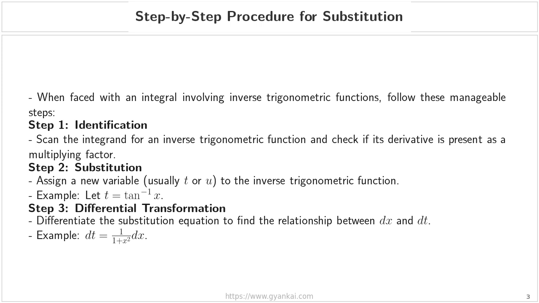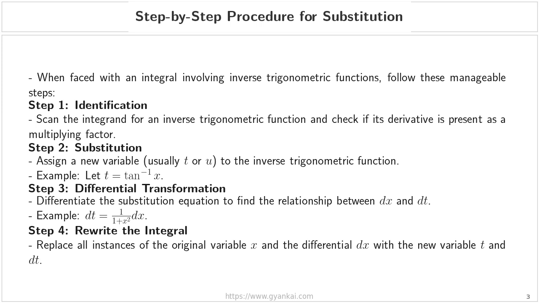And as we know from our derivative rules, the derivative of arctangent of x is 1 over 1 plus x squared. Therefore, dt equals 1 over 1 plus x squared dx. This equation is key to changing our variable of integration. Step 4, rewrite the integral.